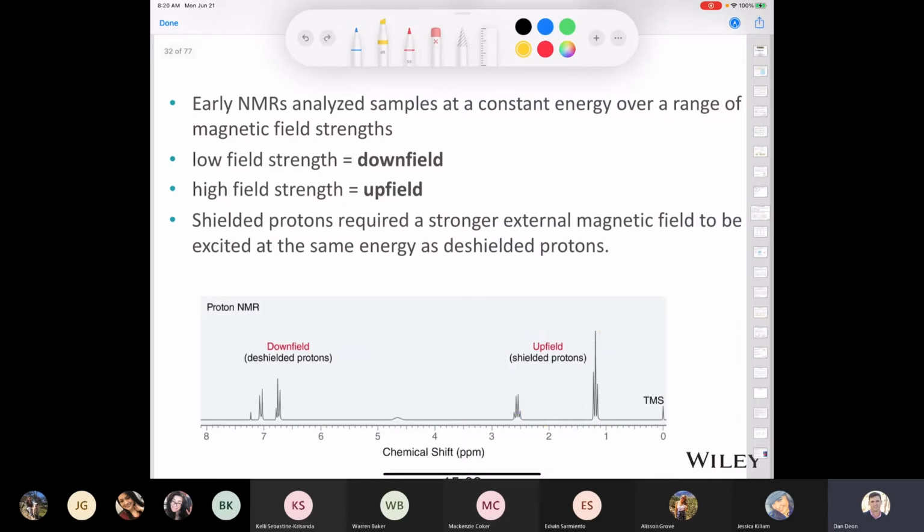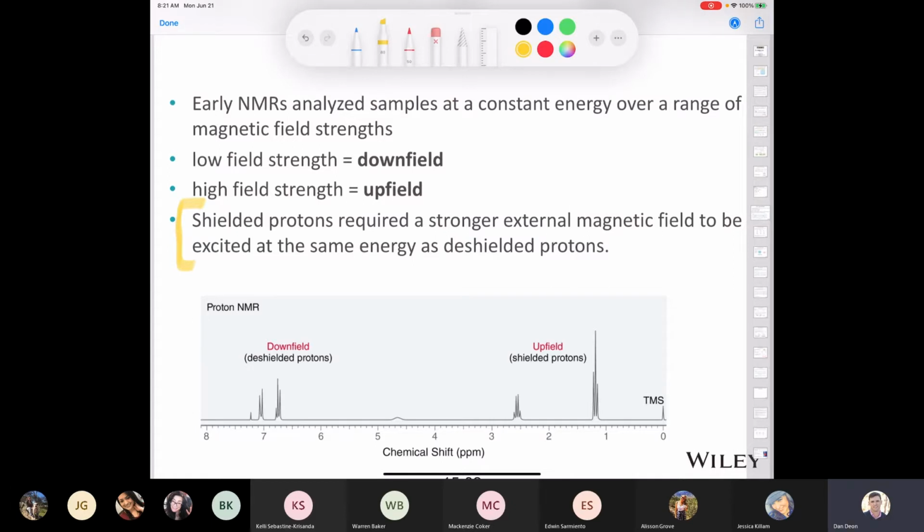I'm never going to ask you about upfield and downfield, okay? It says here that shielded protons need a stronger magnetic field in order to be excited at the same energy as deshielded protons, whatever. I'm never going to ask you about this bullet point here. The textbook goes into a little bit of detail about this, okay?